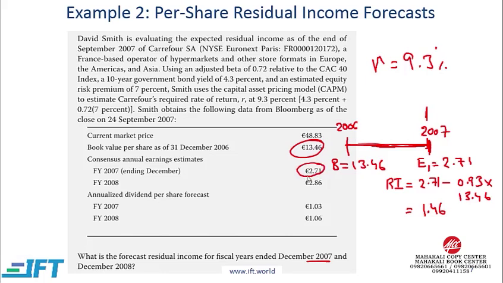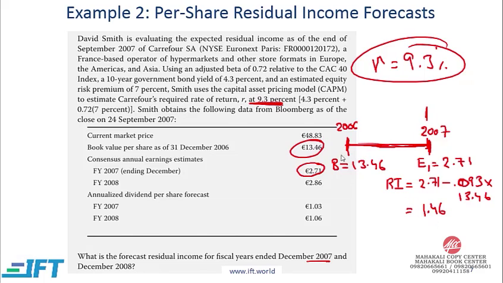That's given right here. The residual income is the net income for the first year, 2.71, minus the required return on equity of 9.3%, which is given over here. They have done the calculation graciously for us. It's 0.093. So 0.093 into the book value at the start of the period. So you do the calculation and you come up with residual income equal to 1.46.